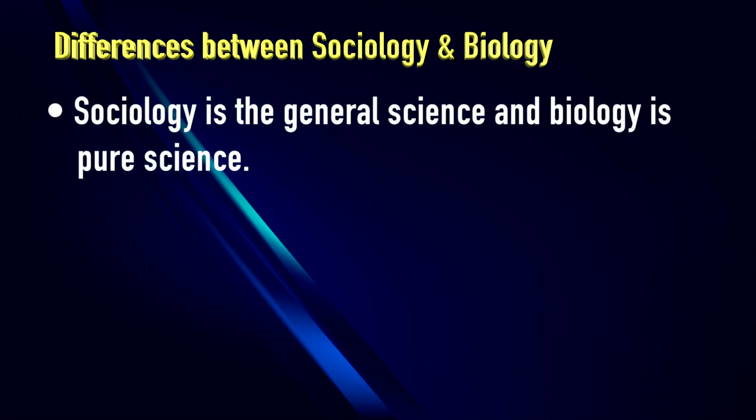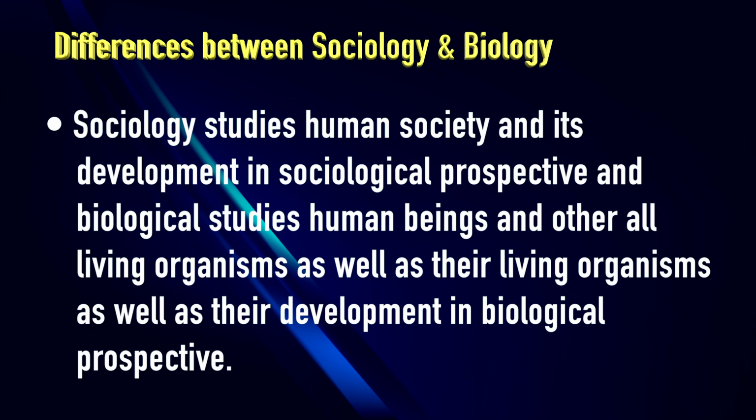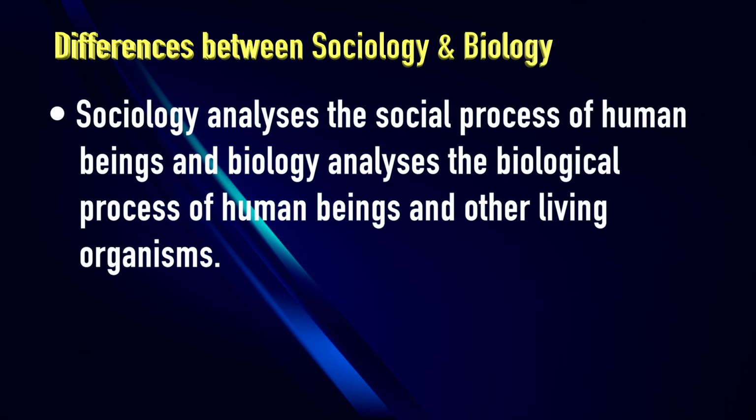Sociology is a general science and biology is a pure science. Sociology studies humans as social beings, whereas biology studies humans as biological beings. Sociology studies human society and its development in sociological perspective, and biology studies human beings and other living organisms as well as their development in biological perspective. Sociology analyzes the social process of human beings and biology analyzes the biological process of human beings and other living organisms.